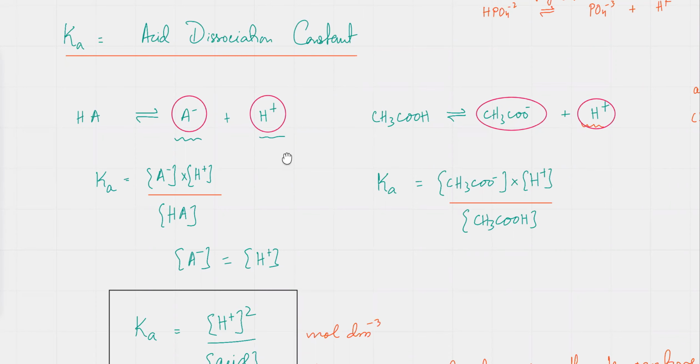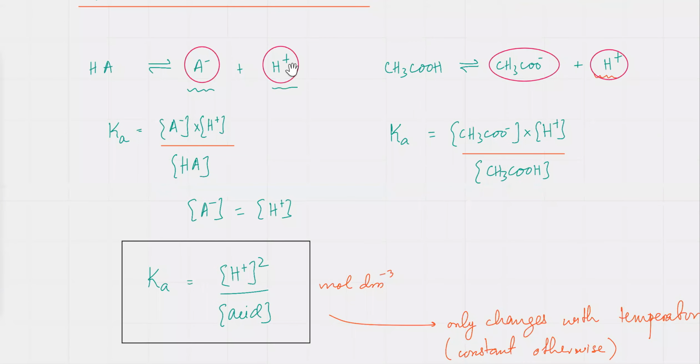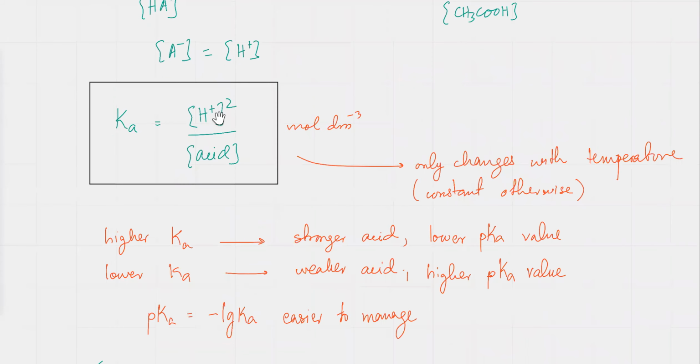We also talked about how these two ions are produced in exactly the same concentration. If one molecule ionizes, it produces A minus 1 and an equal amount of H plus 1. So they have the same concentration. So instead of writing A minus 1, I can substitute that with H plus 1 as well, and that would give me H plus 1 squared. Now every acid has a constant, and the higher the dissociation constant, the stronger the acid.